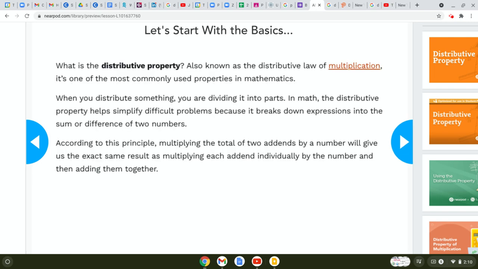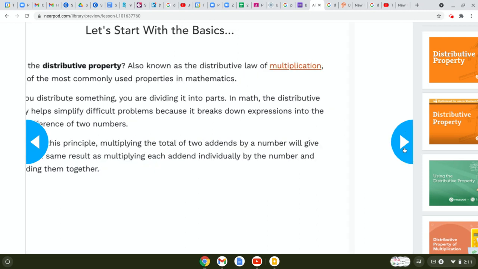So let's just start with some of those basics on what is a distributive property. Also known as the distributive law of multiplication. It's one of the most commonly used properties in mathematics. So when you distribute something, that's about you passing out. Let's say you have a pie or a bunch of food. You get like a combo, and you're just dividing that into parts. So this property helps make difficult problems a little bit more simple because it breaks down expressions into the sum or difference of two numbers. Okay, so that's what a distributive property is. We are breaking down a problem into parts. Makes it a lot easier.